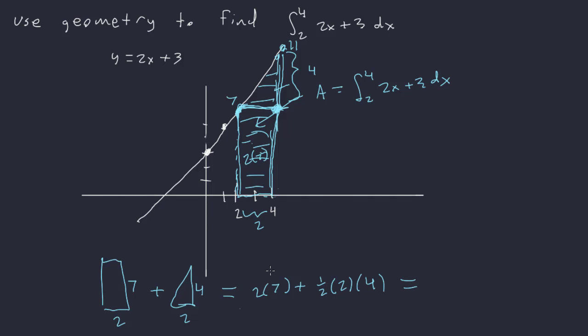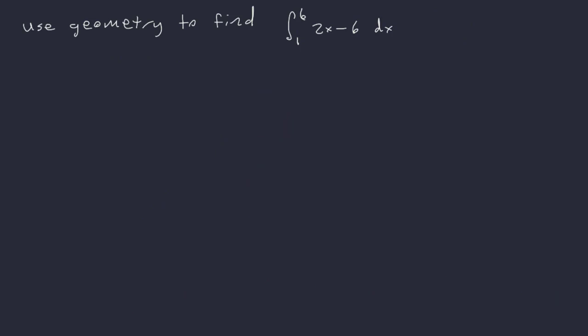Okay, so looks like we'll get 14, plus these 2's will cancel, 4, so 18. So the definite integral of this function from 2 to 4 is 18. Okay, so that's what I mean when I say we can use geometry to find the definite integral of a given function.